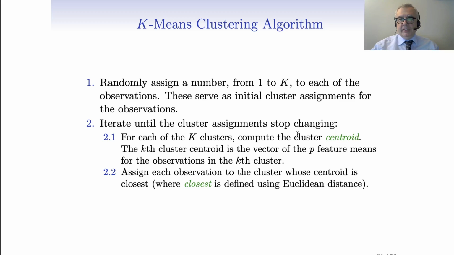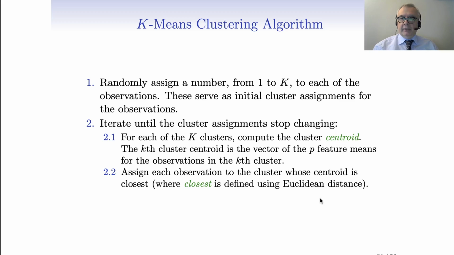For each of the clusters, I just compute the centroid, that is the mean, the vector which is made by the means for each feature computed using the items belonging to that cluster. And in this way, I'm going to update the centroids of my cluster. Once I have new centroids, then I repeat assignments. So I take each observation, and I reassign it to the centroid which is closest, where closest is defined according to the Euclidean distance. And then I start again.